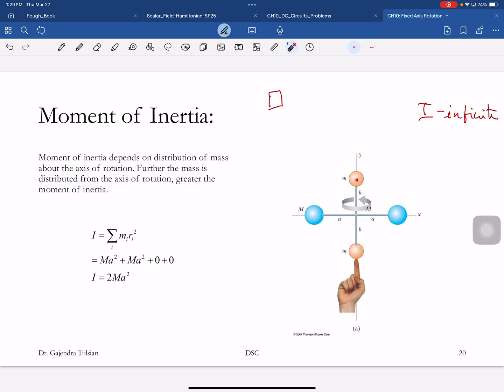Okay, here's the axis. This mass is right on the axis, so the distance from the axis is 0. So these are sort of point particles. This guy, that's the distance from the axis of rotation. This guy, that's the distance from the axis of rotation. So the moment of inertia about that axis is that plus this, and 0 for these two guys. So the moment of inertia is 2 ma squared.